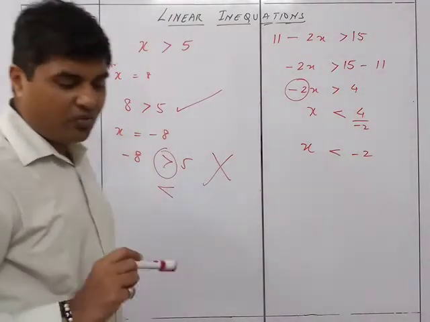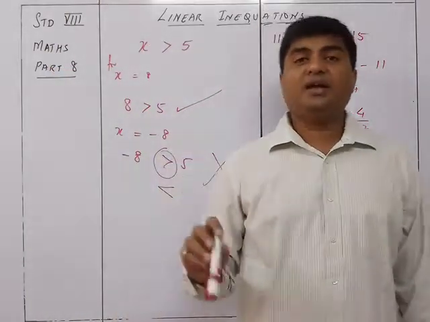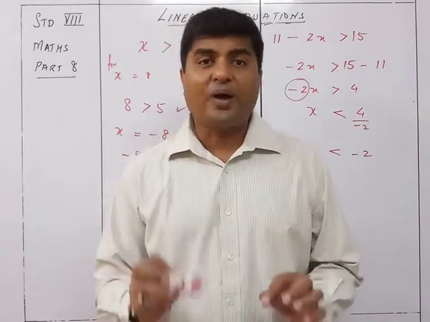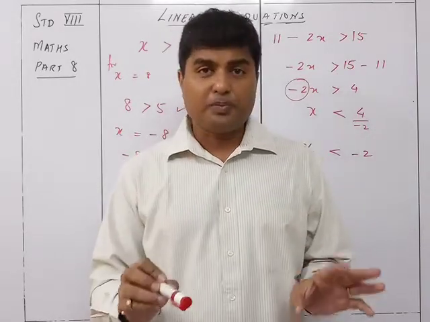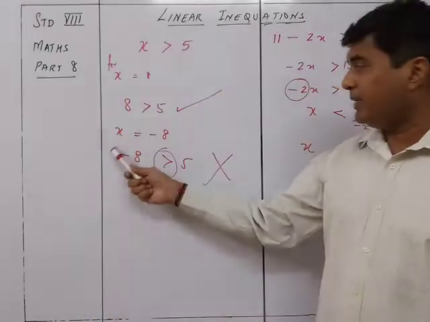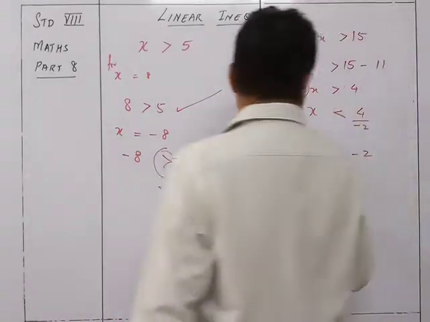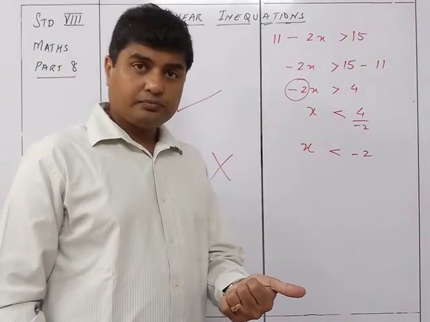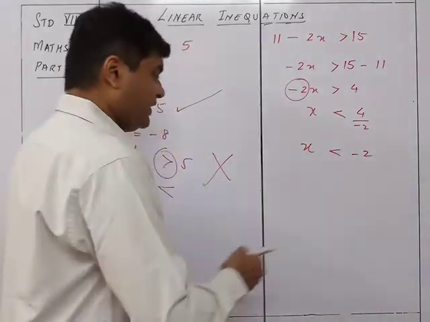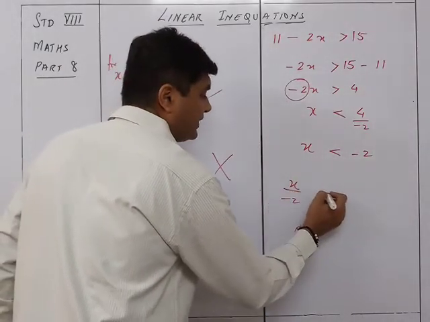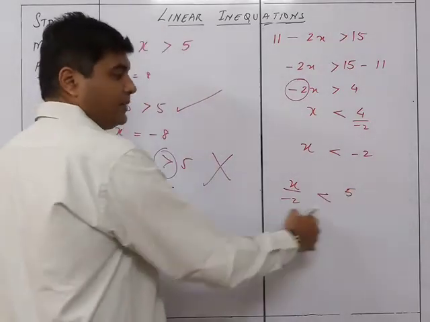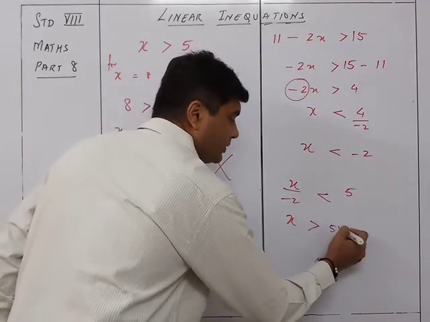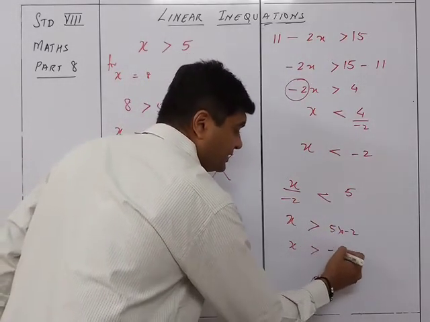The sign changes. So whenever, in case of linear inequations, you are multiplying or dividing an equation by a negative number, okay, here what is happening? You are dividing the whole equation by minus 2, so you are dividing it by a negative number. Similarly, if it is x upon minus 2 is greater than equal to 5, then also the same will happen. When we take it to the other side, x will be greater than 5 into minus 2. So x will be greater than minus 10.